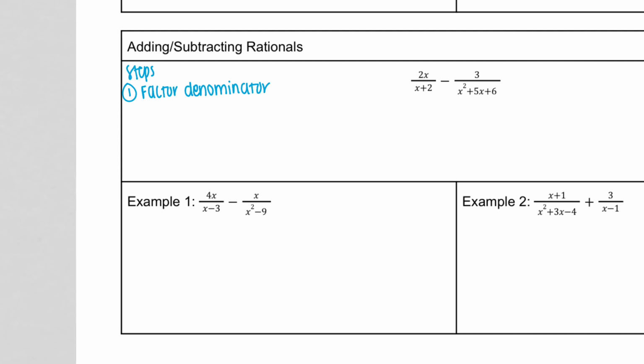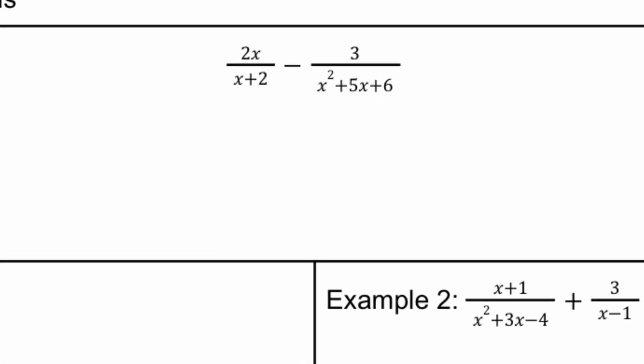So your first step on this is you're going to look at all the pieces and you're going to factor all the denominators. So when I look at this first piece, I have 2x over x plus 2. That denominator actually can't factor any further, so we're going to leave it. Minus 3 over, I need factors of 6 that add up to 5. So x plus 2 times x plus 3.